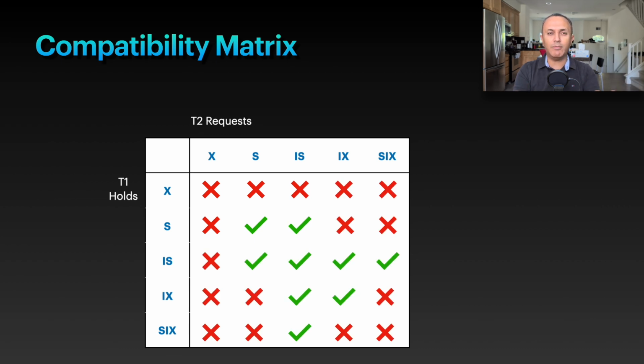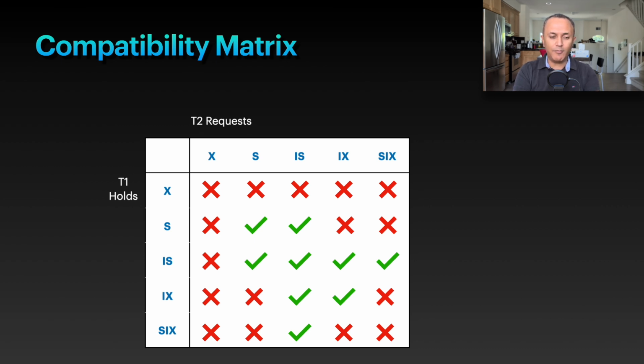Of course, we don't have to memorize this. You can easily look this up whenever we need to. So with that in mind, keep in mind that on the left side is what a transaction currently holds, and on the top is what another transaction is requesting. If a combination is compatible, it means that the requesting transaction will be able to go through and acquire the lock. If they're not compatible, the requesting transaction will be blocked until the lock is released.